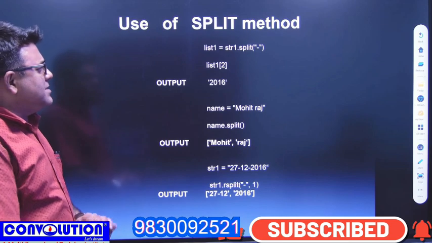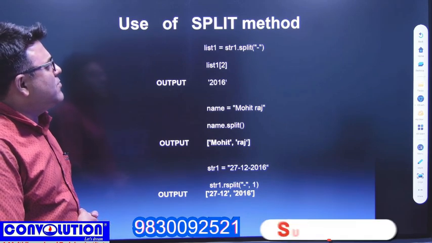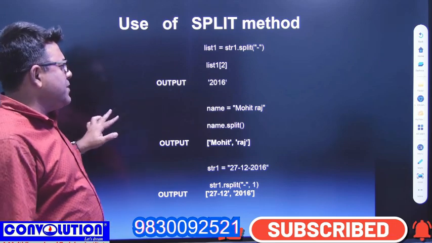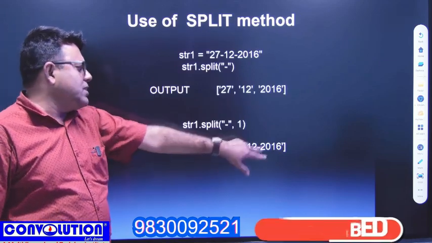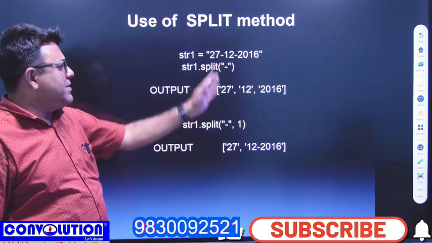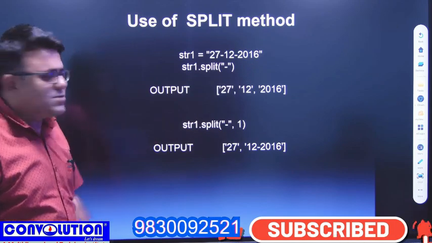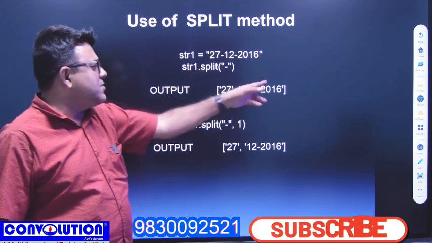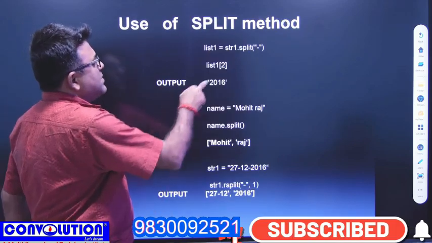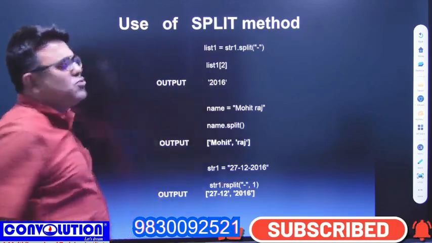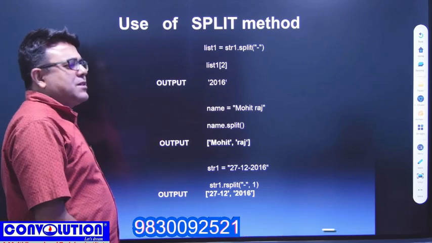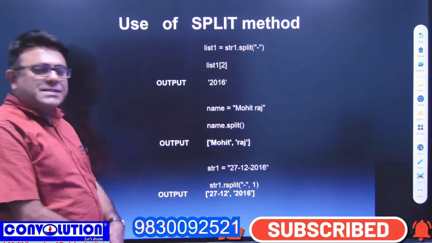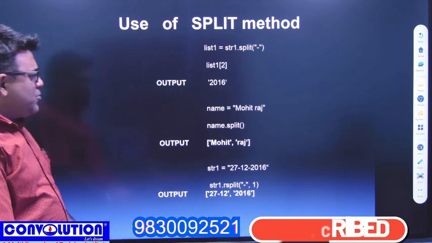Now look at this, another important thing. List 1, I said str1 dot split, and then list 2. In the previous case, you saw there are three different parts: 27, 12, and 2016. So 27 is in the 0th position, 12 in the first position, and this one is the second. So list 2 is going to show me the third part of this particular string, which in this case becomes 2016.